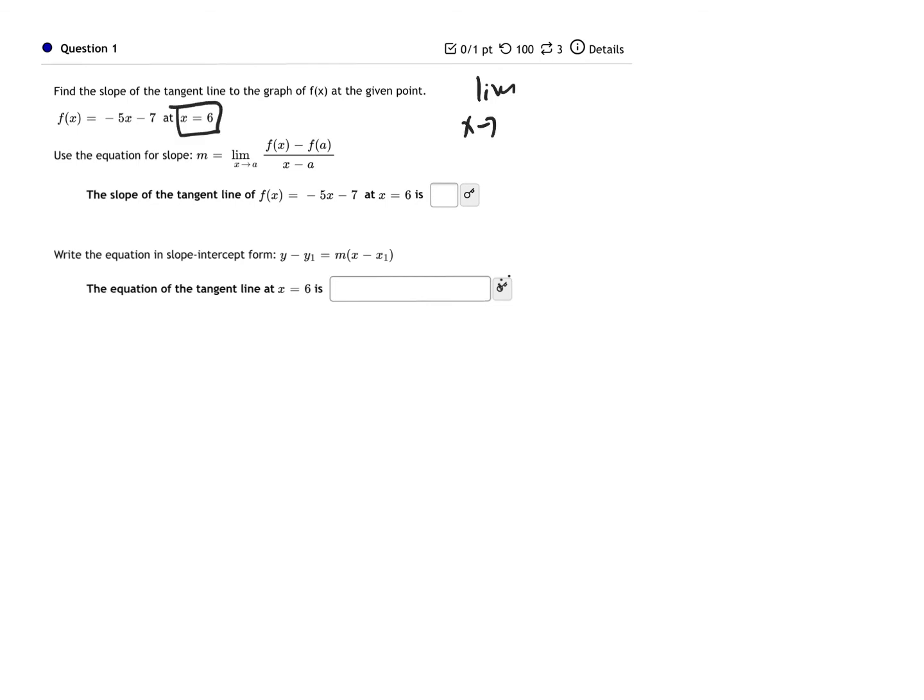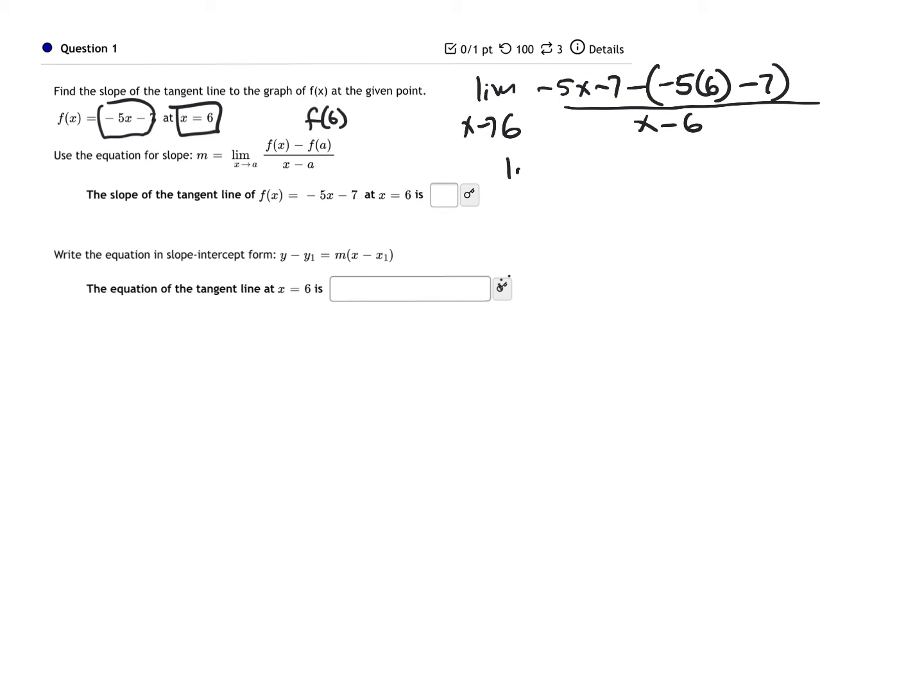Now, since I want to do this at the point where x equals 6, I'm going to go as x approaches 6 of f of x. Well, my f of x is just going to be negative 5x minus 7 minus f of a. Well, a is just 6, so I'm going to do this of f of 6. So that just means I put a 6 in place of x. So it's negative 5 times 6 minus 7, all of that over x minus 6.